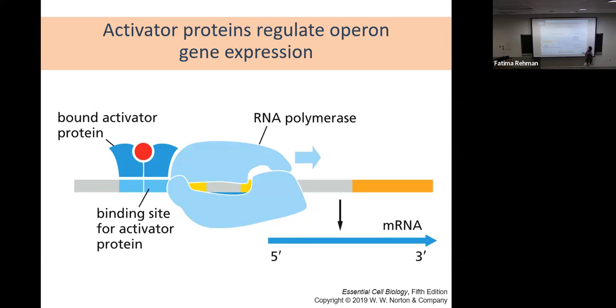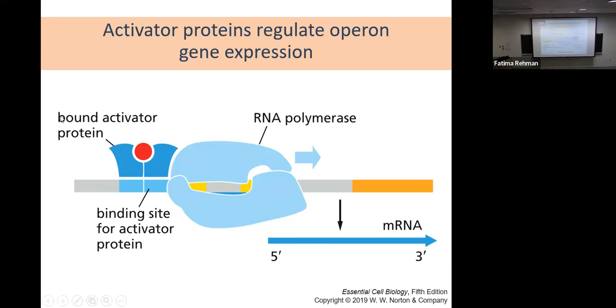So that's one way that you can control gene expression: through these repressors that are controlled by the product of that operon itself, essentially, right? So it's kind of an example of a negative feedback loop. When you have enough of that product, you no longer need to activate that system anymore.